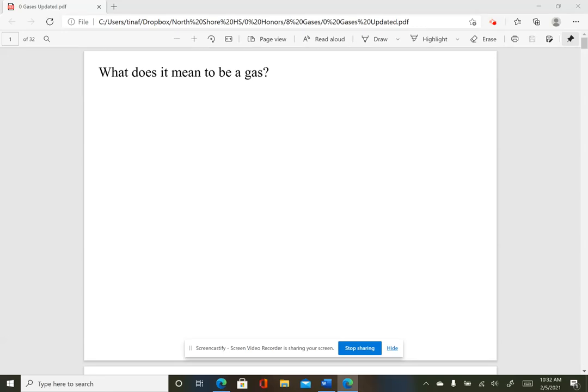Hi guys. So this next unit is all about the gas phase. So we're going to be looking closely at how particles behave when a substance is in the gas phase.